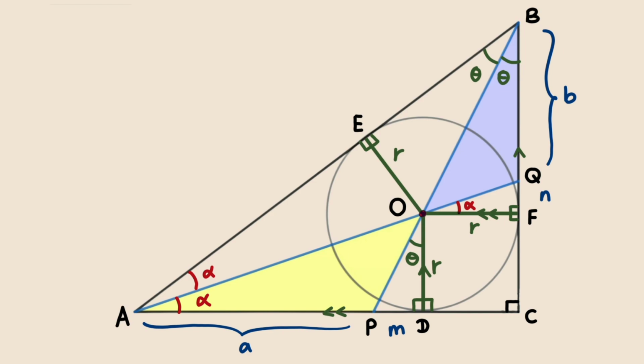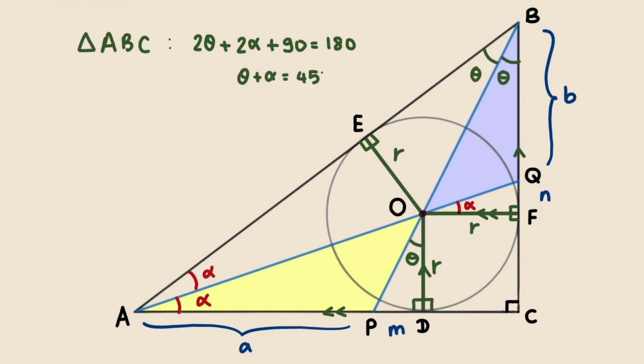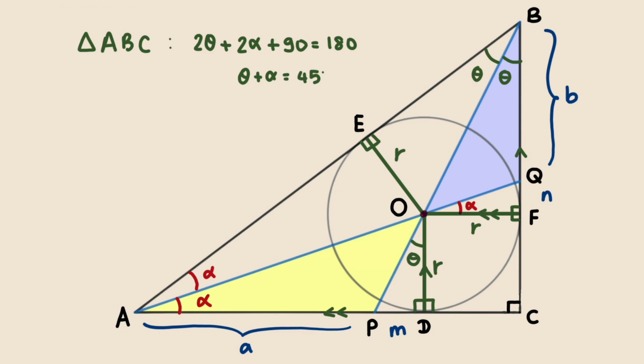Now take the complete triangle ABC. On applying the angle sum property in it, we get 2 times theta plus 2 times alpha plus 90 degrees equals 180 degrees. When you simplify this equation, you will get theta plus alpha equals 45 degrees. So here we have got the particular relation between theta and alpha, that is theta plus alpha equals 45 degrees.